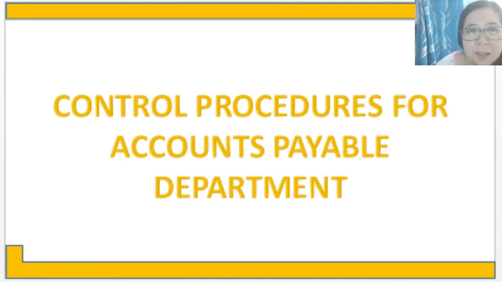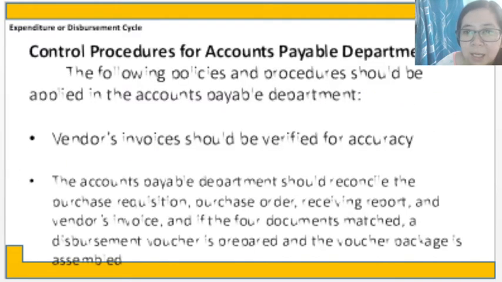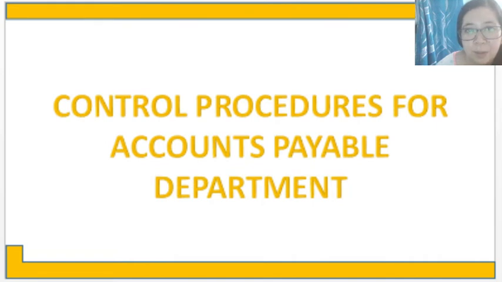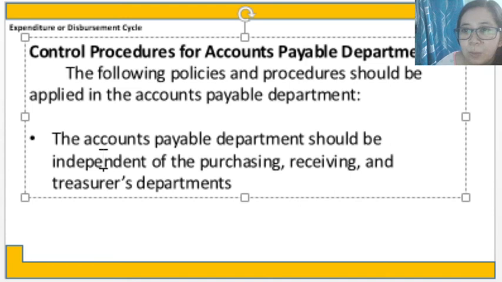The next department is the accounts payable department. Normally they are the ones who record the transactions for purchases and the related liability or payable to the vendors. These are the following control procedures for the accounts payable department. The accounts payable department should be independent from purchasing, receiving, and the treasurer's department. Since they are the ones who are recording, there should be segregation of duties to make sure that the functions will not overlap and manipulation of the records will be avoided.